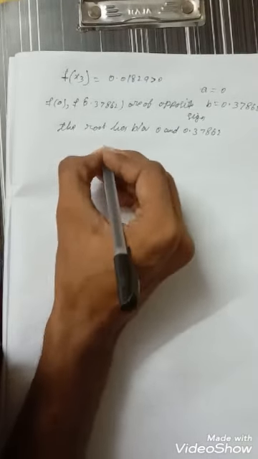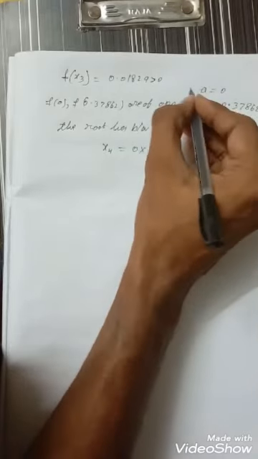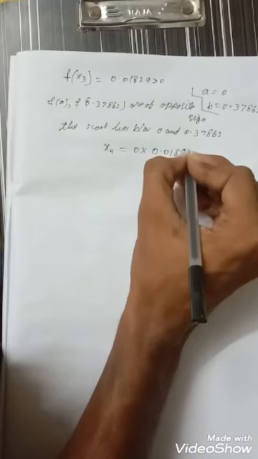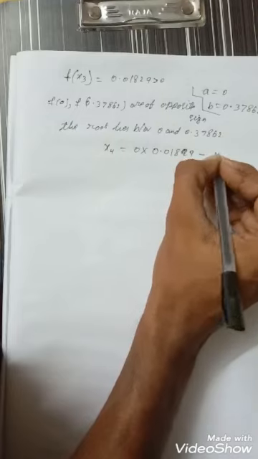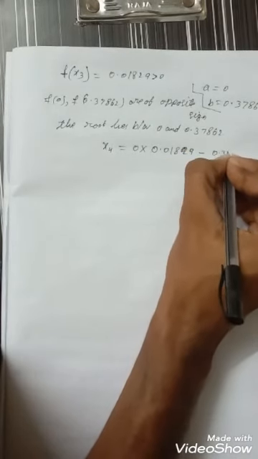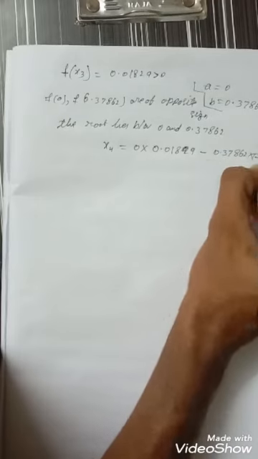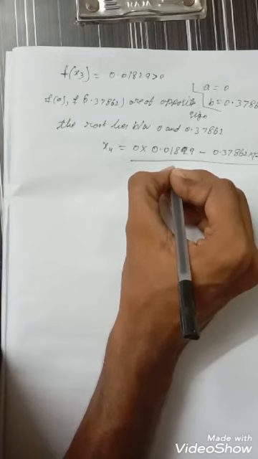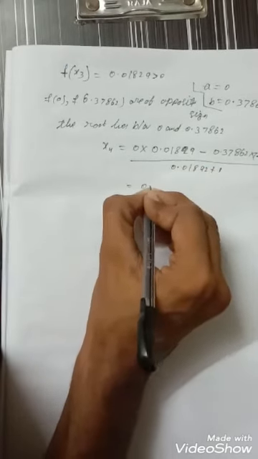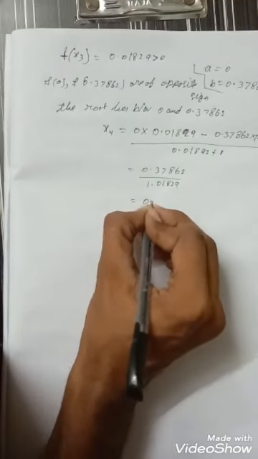Then we find the next approximation x4 is equal to a as 0 into f of b as 0.01829, minus b, which is x3, as 0.37862, and f of a, that means f of 0, as minus 1, by f of x3 minus f of a as 0.01829 plus 1, is equal to 0.37862 by 1.01829, which is equal to 0.37182.